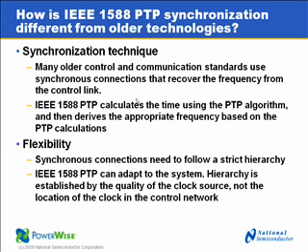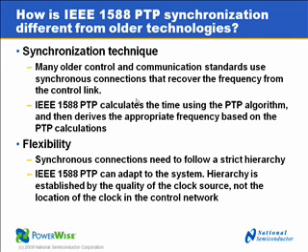So a key question that you might ask is, how is this different from older technologies? Well, one of the differences is in synchronization technique. Older control and communication standards use synchronous connections that recover the frequency from the control link. So they actually are recovering the frequency off of the link. Now that was a very effective method of providing synchronization, but it cannot be used with Ethernet since Ethernet does not provide deterministic links through the network.